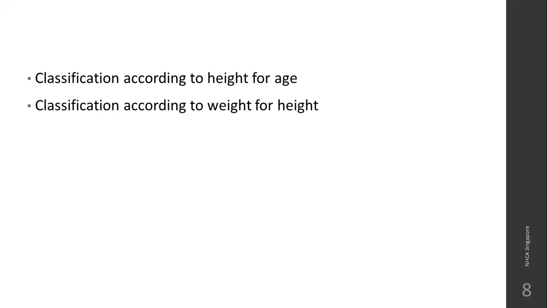Then classification according to weight for height, table 26.7. Here wasting is given, and this is the wasting classification which they have used. If there is no wasting and the height is normal, 90% close to the normal, it's considered normal.